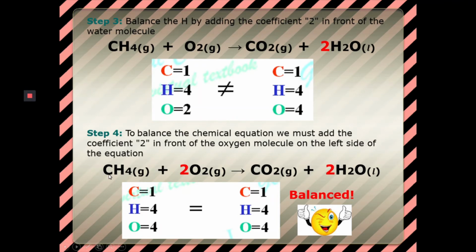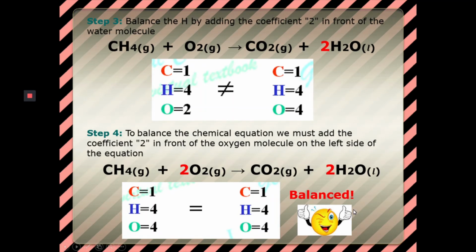Okay, so check, karbon kita ada 1, hydrogen we have 4. Okay, so sini pun ada 4. Oxygen we have 4 at the left side, dan dekat right side pun kita ada 4. Okay, so maksudnya dia dah balance lah.